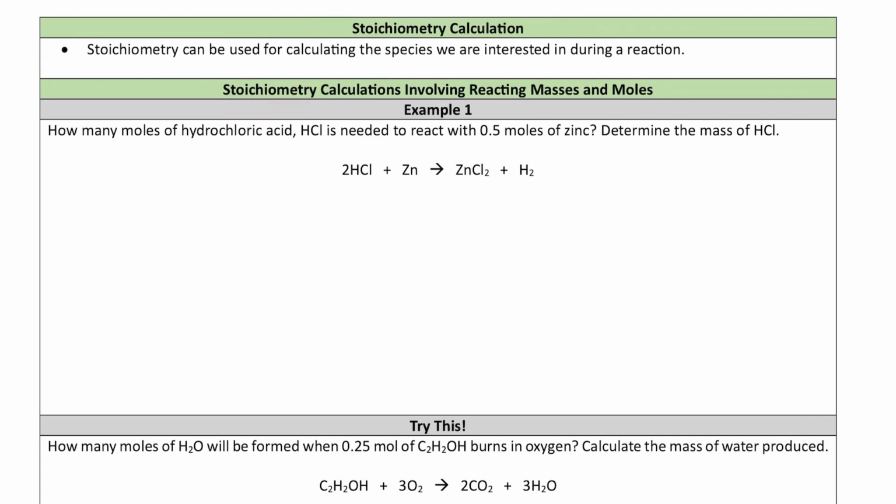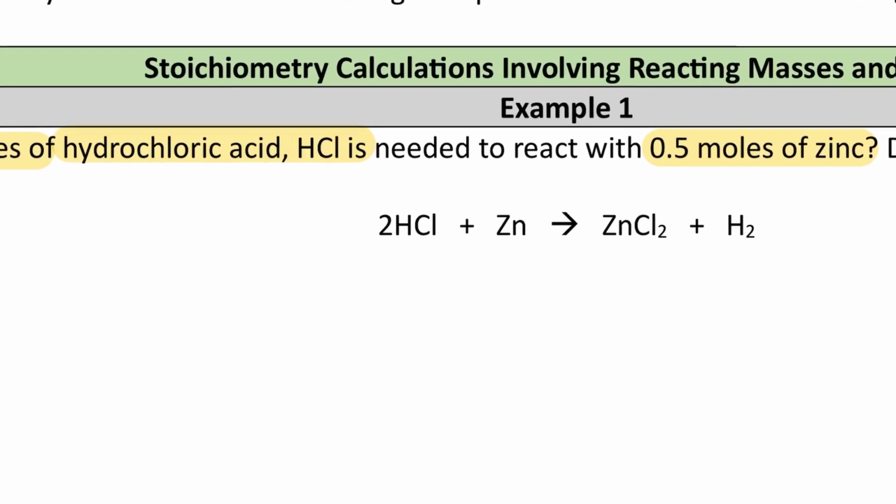The first example involves stoichiometric calculation with reacting masses and moles. Let us have a look at example 1. In example 1, the question asks how many moles of hydrochloric acid are needed to react with 0.5 mole of zinc, and then to determine the mass of HCl. Let us write down the information that we have. We know that zinc here is 0.5 mole.